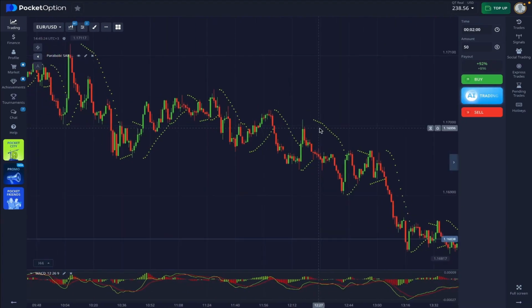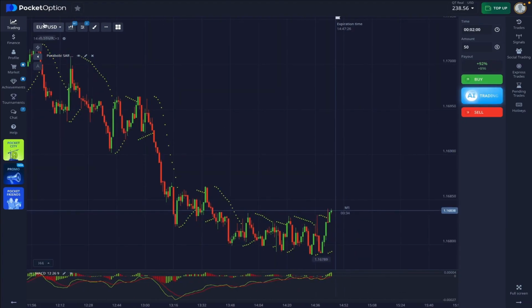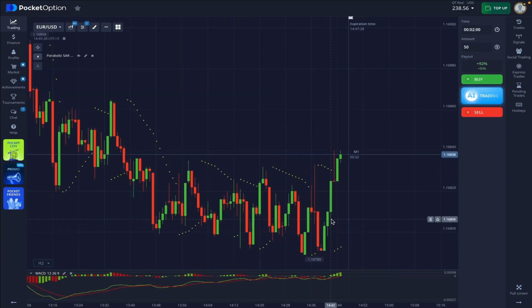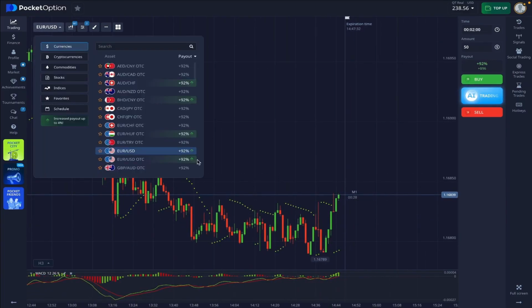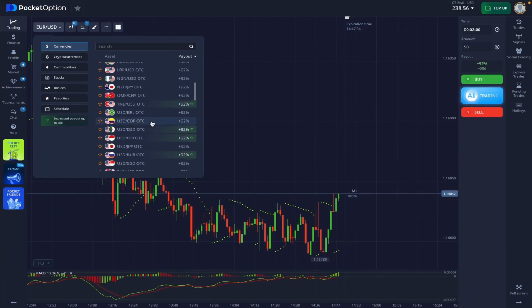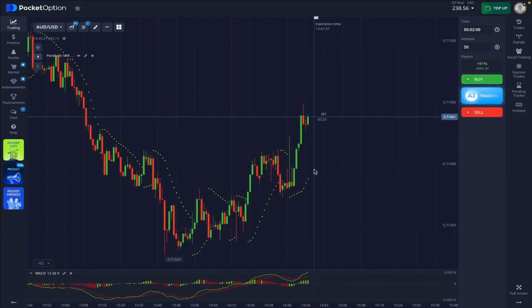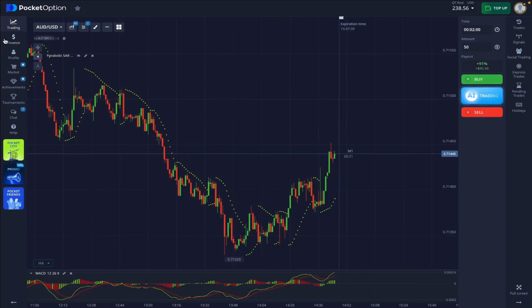For example, right now we have the euro dollar, an absolutely terrible situation in which I wouldn't recommend anyone to trade, yes. That is, there's some unclear minor sideways movement here, which will most likely lead to a loss in your account. Let's take the next pair and find something better, something more appealing.